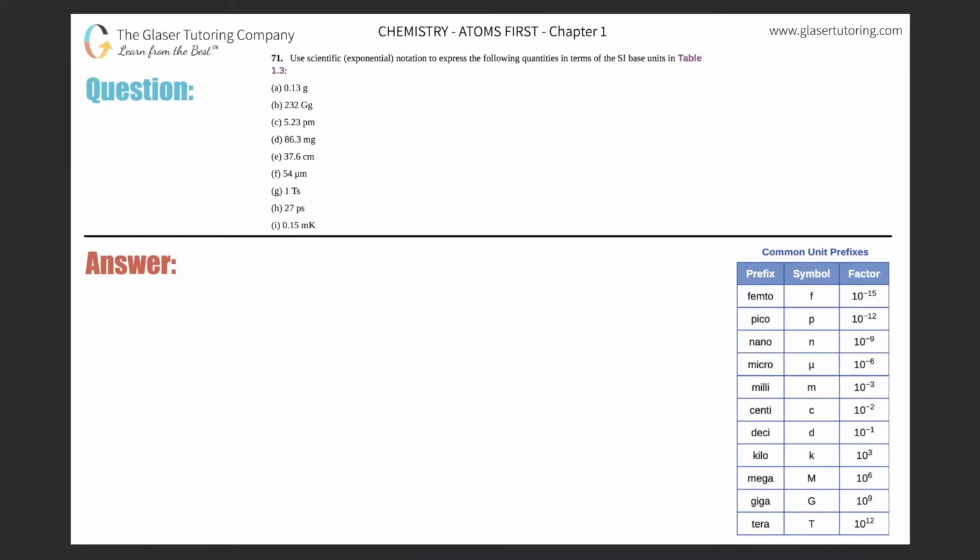Number 71. Use scientific exponential notation to express the following quantities in terms of their SI base units in table 1.3. Okay, and I have A through I here, so I'm just going to write out the alphabet here. A, B, C, D, E, F, G, H, and then I'll put I over here.